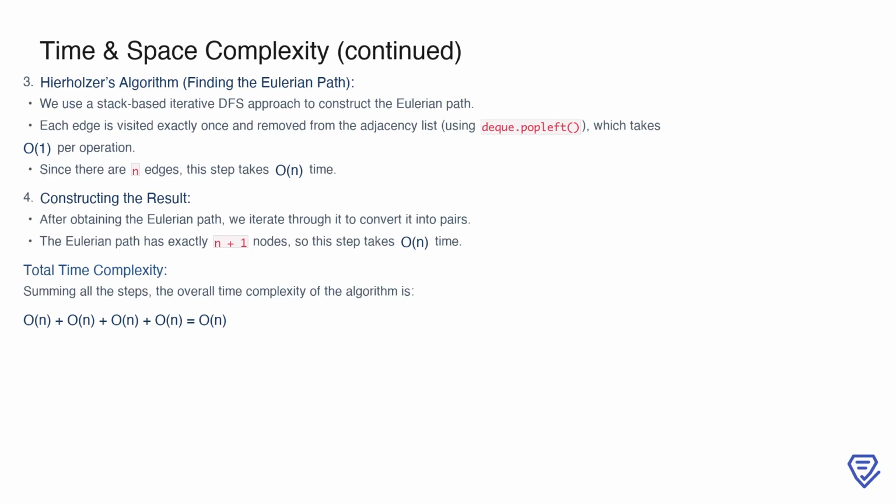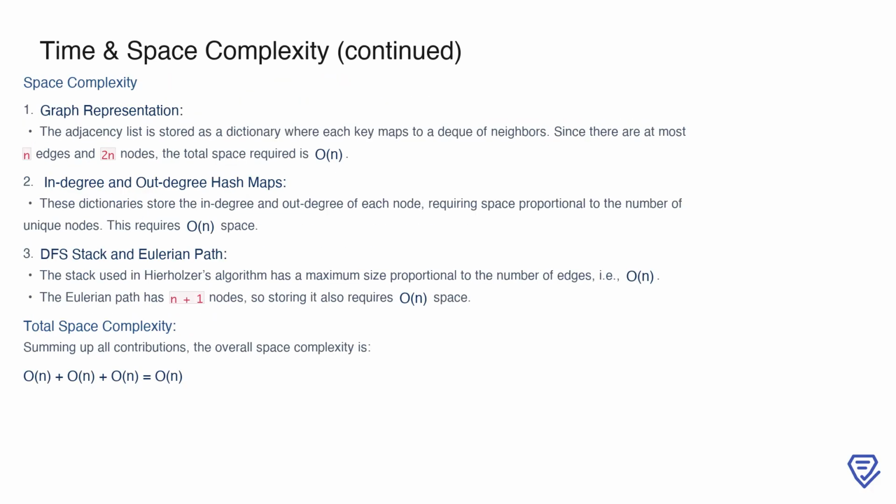After constructing the Eulerian path, we then need to process it into the final result. The Eulerian path contains exactly n plus 1 nodes, and converting it to the required pairs involves a simple iteration, which also takes O(n) time. When we sum up the time complexities for all steps, building the graph, finding the starting node, performing the DFS, and constructing the result, we arrive at an overall time complexity of O(n) plus O(n) plus O(n) plus O(n), which simplifies to O(n).